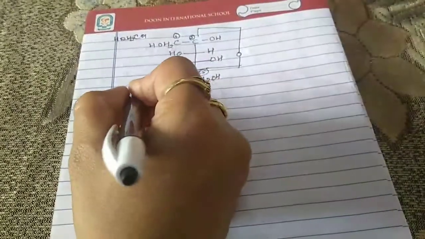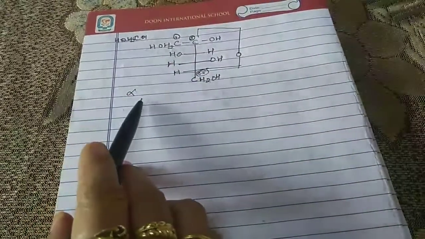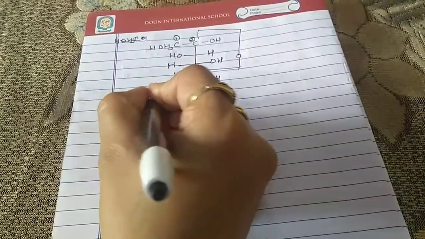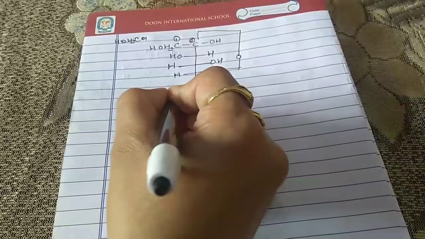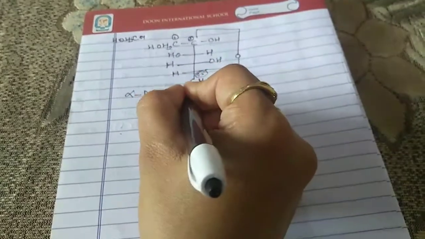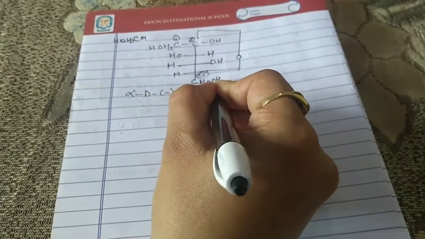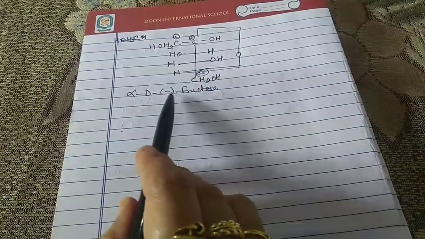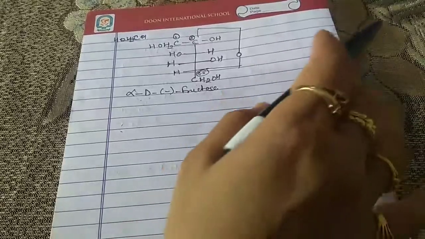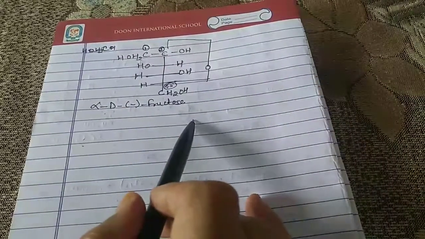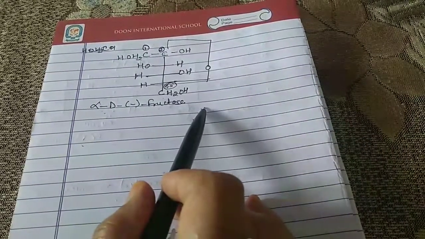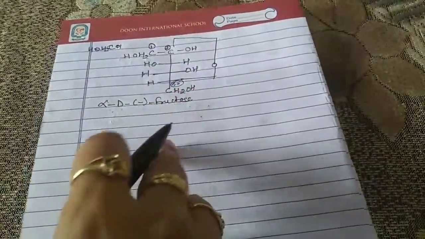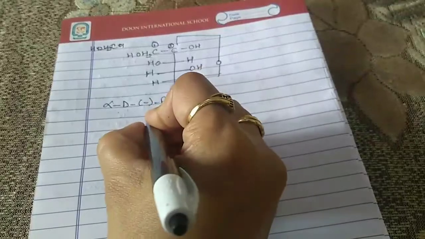We have already discussed how we get the alpha sign. So this one is alpha D minus fructose. Now the second cyclic structure, that is the beta structure or the beta form. The beta form for fructose is here.